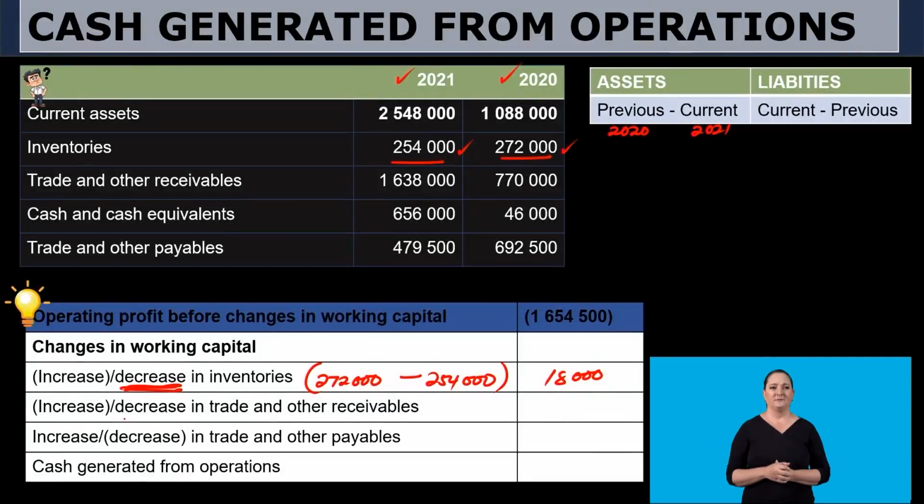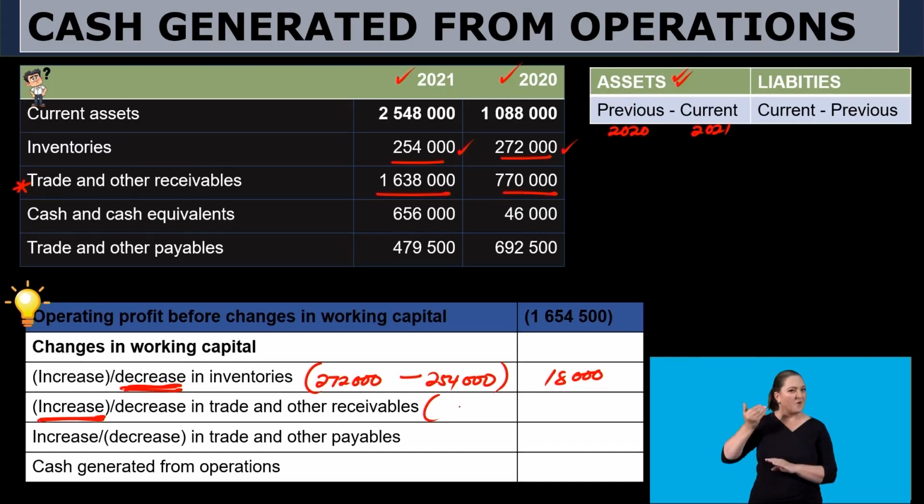The next one is either an increase or a decrease in trade and other receivables. Here is my receivables. So receivables are also part of my assets. So what do I now say? I'll look here. Do I see an increase or a decrease? 770, 1,638,000. Certainly an increase. So I'll underline the correct answer. It is an increase in trade and other receivables. And then remember, it's an asset. So I'll say previous. Previous is what?